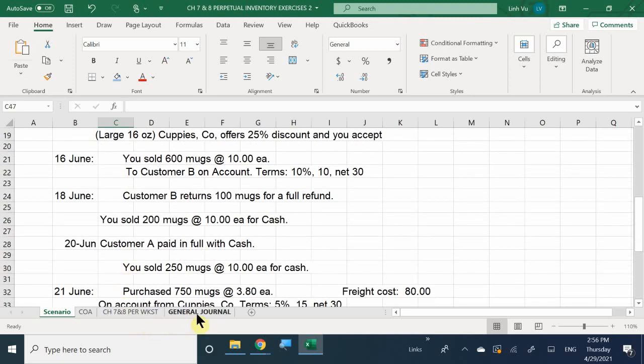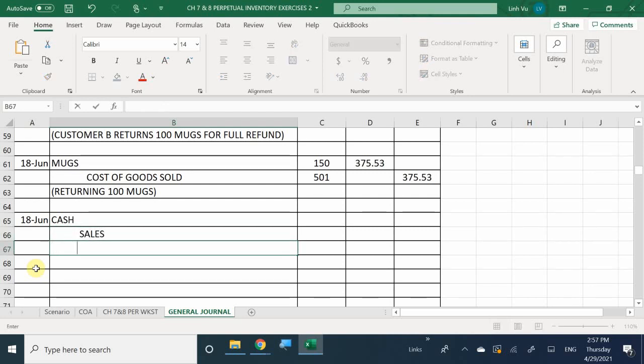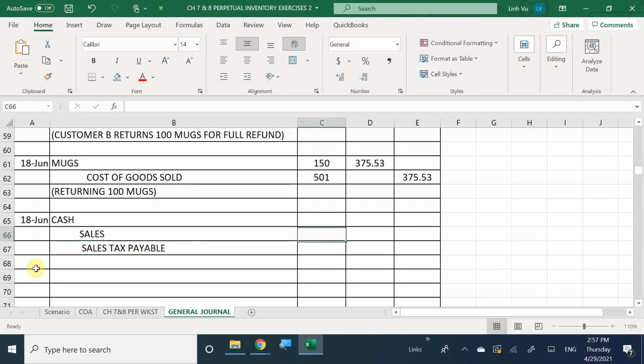So let's go ahead and go to my general journal. I need to record the sale first. So what did I sell those coffee mugs for? Cash. We sold it for cash. Okay. Payable. Yes, because we sold. So cash is 102.401.230. Okay. So now let's go ahead and see how many mugs we sold.